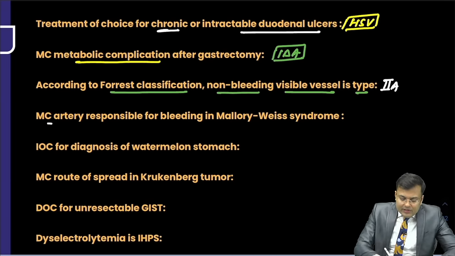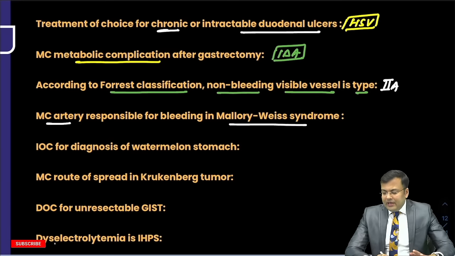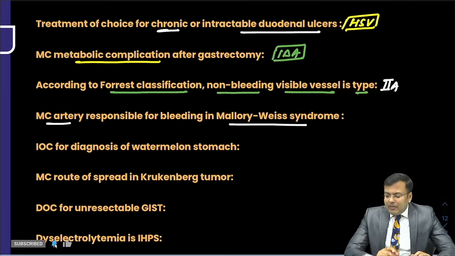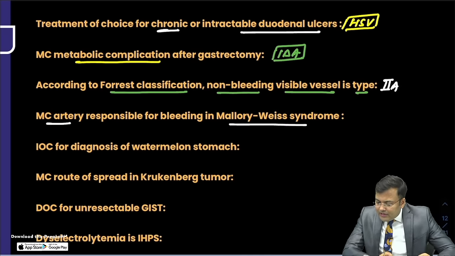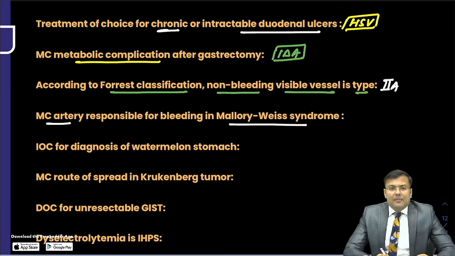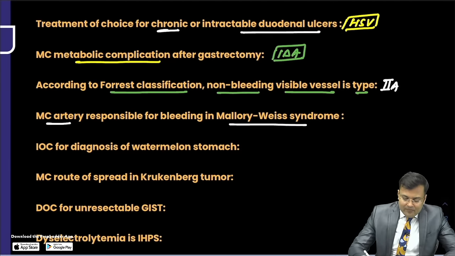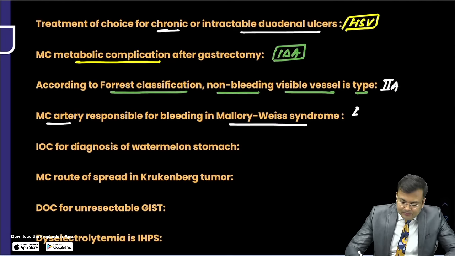Very good. What is the most common artery responsible for bleeding in Mallory-Weiss syndrome? Let me see. Who is going to reply? Not gastroduodenal. Yes, Medha Jain. Very good, Medha. It is left gastric artery. This is left gastric artery.